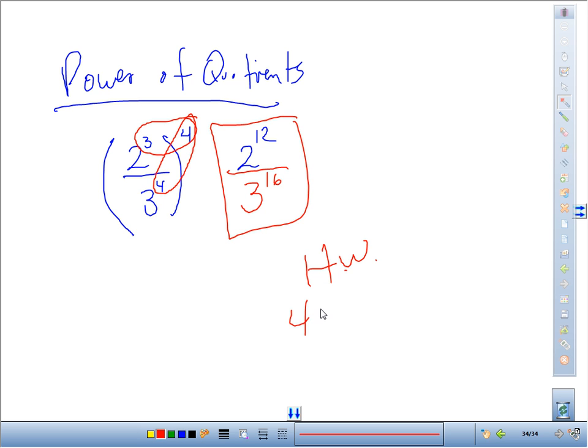All right, homework. Homework is found on page 420, is that correct? Numbers 25 to 40 odds.